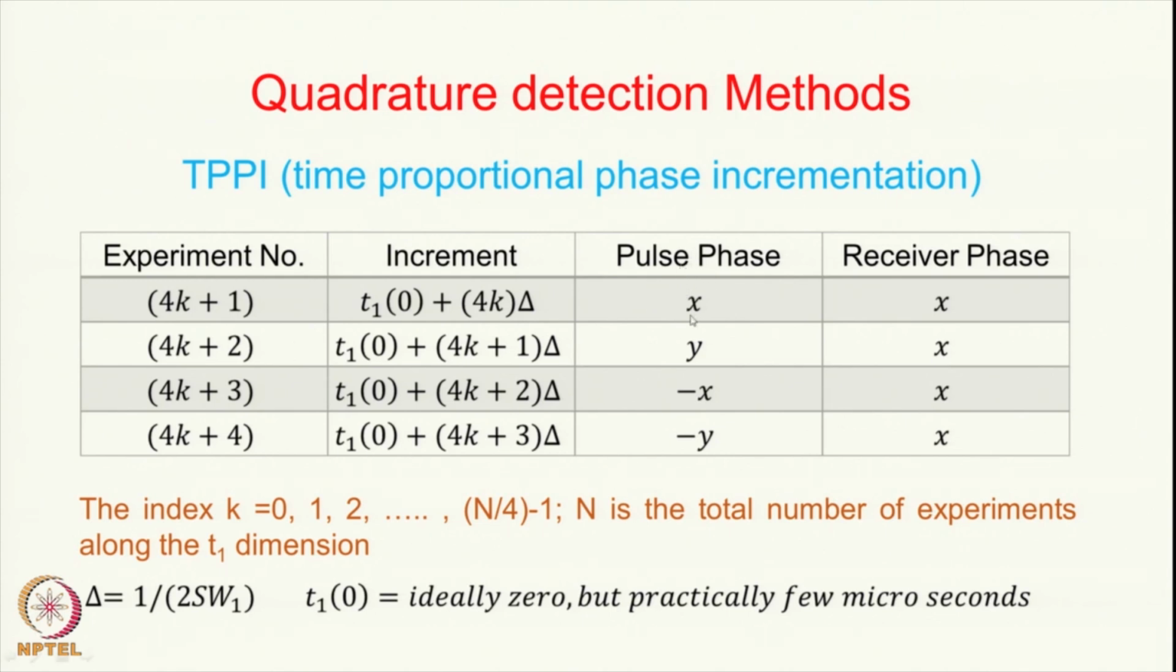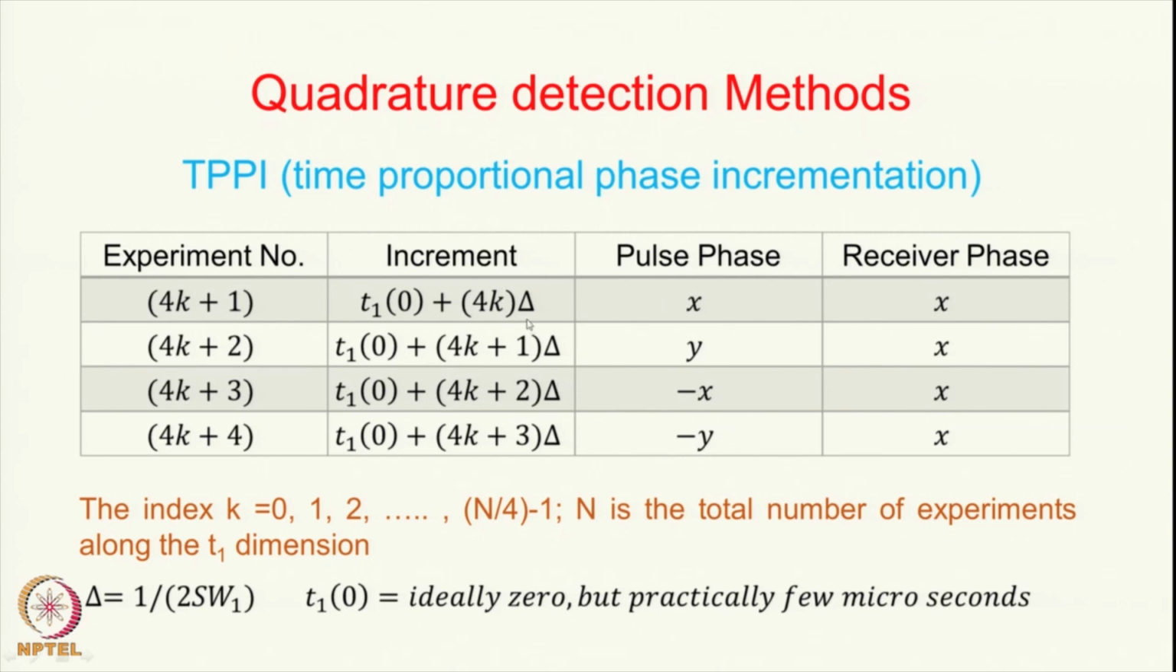For the first experiment it is x. For the second experiment, when the increment is delta, the phase is also incremented by 90 degrees and you get y. For the third experiment the phase goes to minus x, and the fourth experiment it goes to minus y. The receiver phase is always kept constant here: x, x, x, x. So this incrementation of the phase is represented by the terminology time proportional phase incrementation. As the time is incremented, you also increment the phase of the excitation pulse.